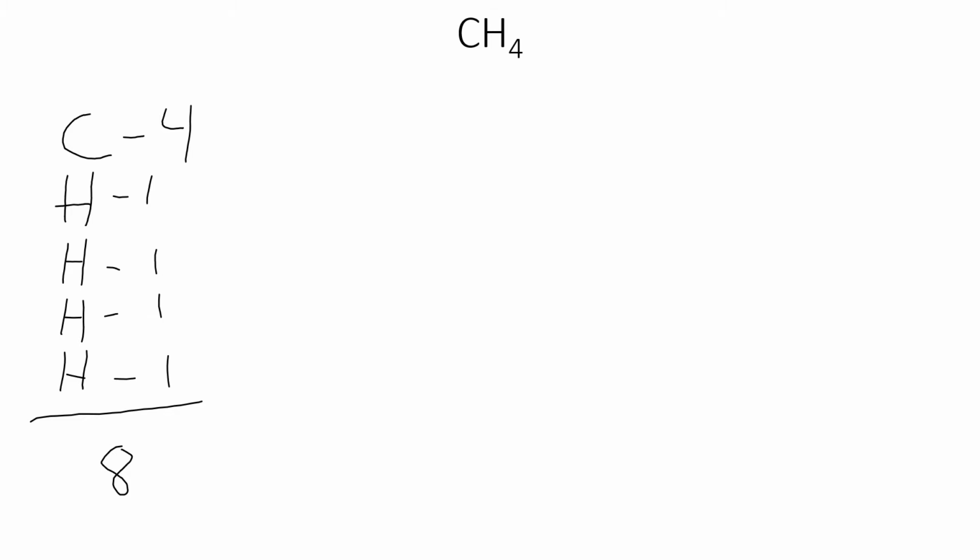Next is determining the central atom. Usually it's the first one listed. Also, hydrogen can't be the central atom. That means we have no choice but to use carbon as our central atom, and that forces the hydrogens to be our outer atoms. Next, we're going to make a bond connecting each outer atom with that central atom.